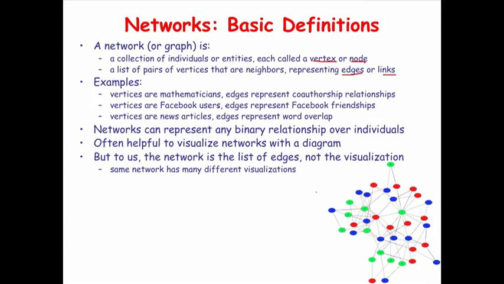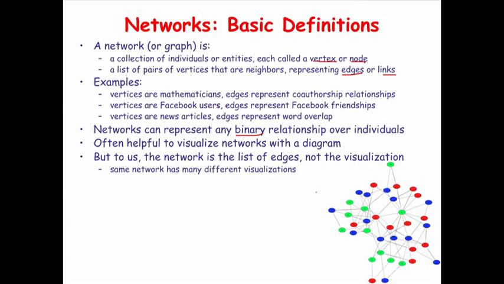Networks are powerful, and they can represent any binary or two-part relationship over the individuals in the network. But this may not capture all of the information and structure that there is in the world. For instance, in the example of the mathematicians network, if mathematicians A, B, and C had jointly co-authored a single paper together, that would be captured as three separate edges in the network, one between A and B, another between A and C, and one between B and C. But we would have lost the information that in fact all three authors were on a common paper.